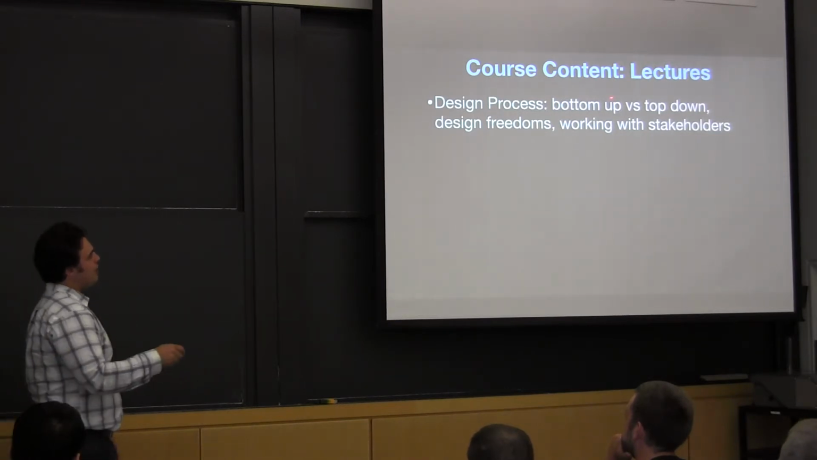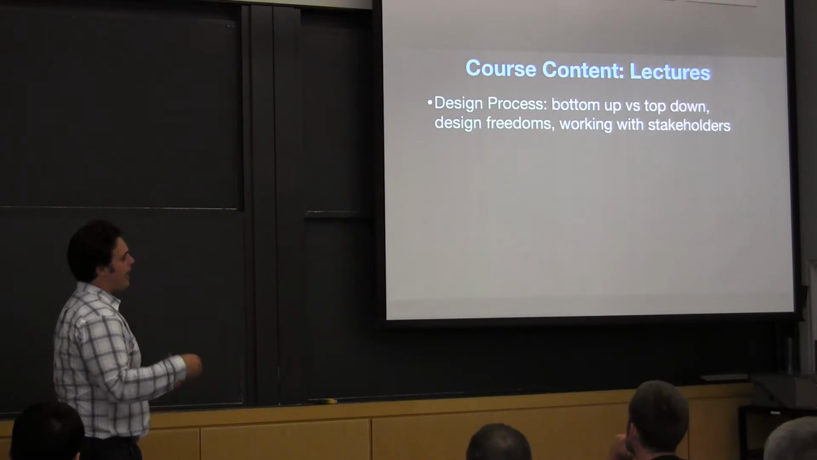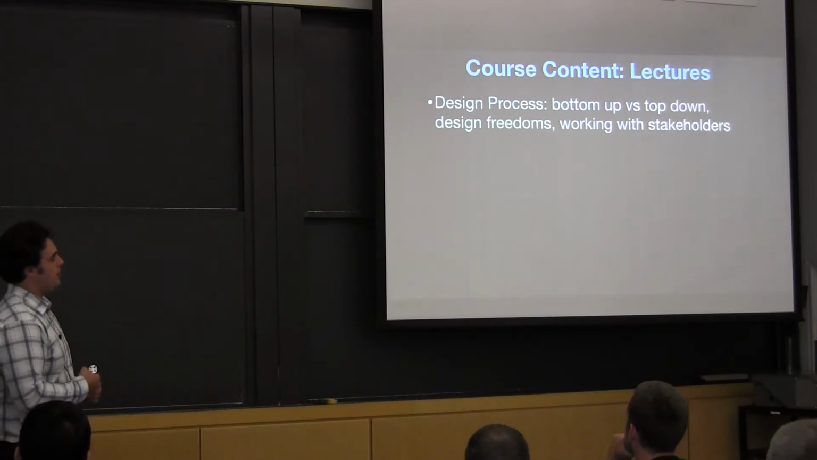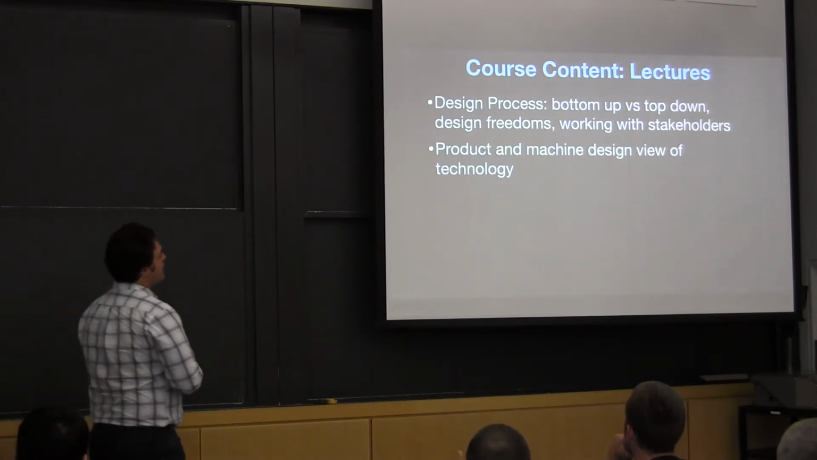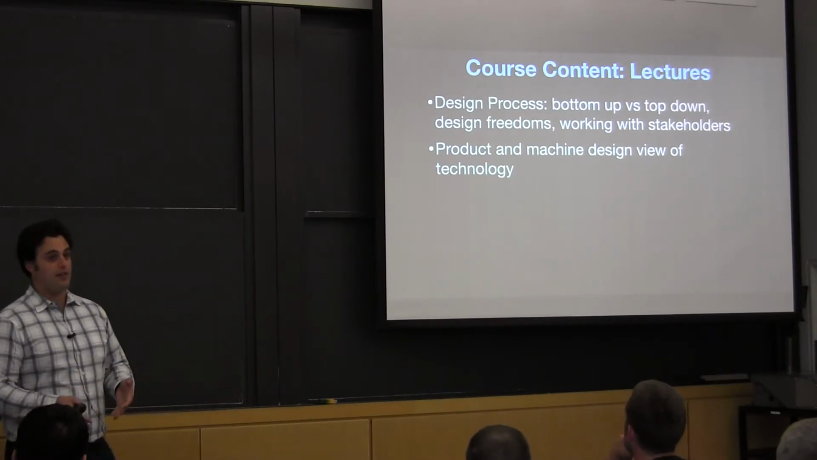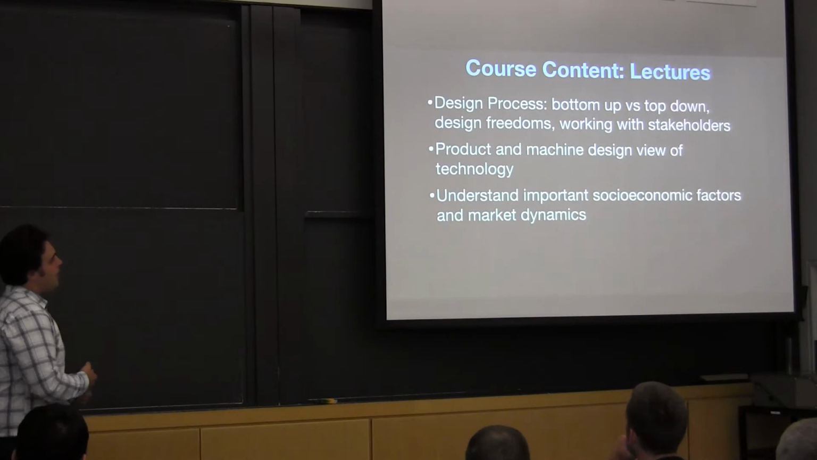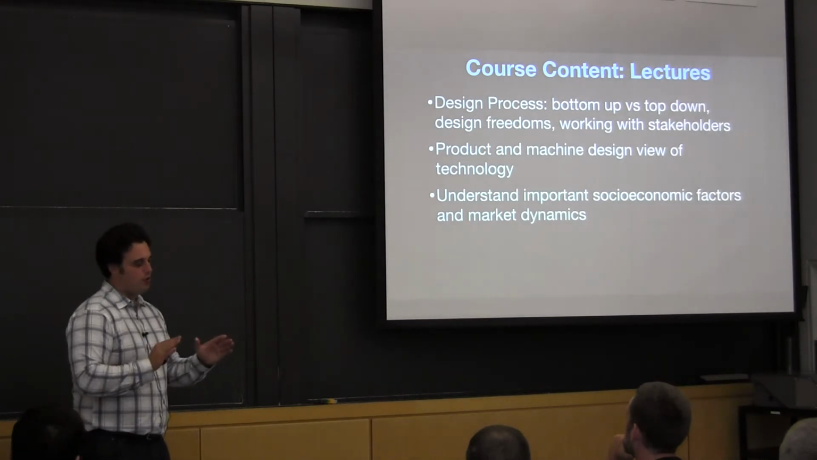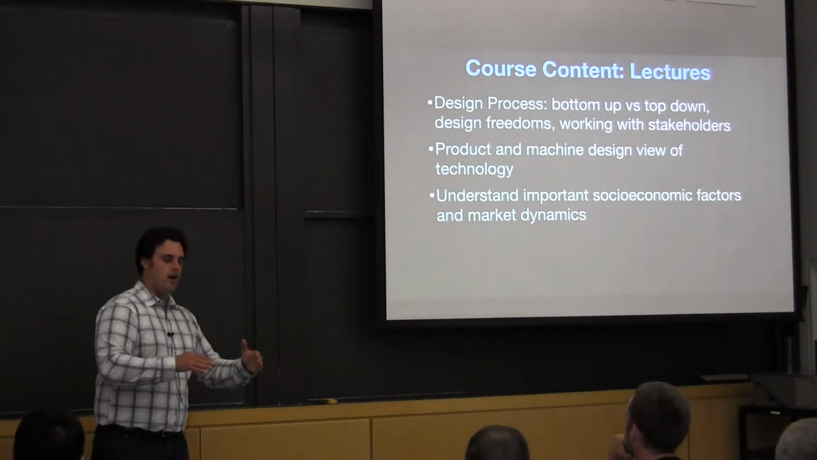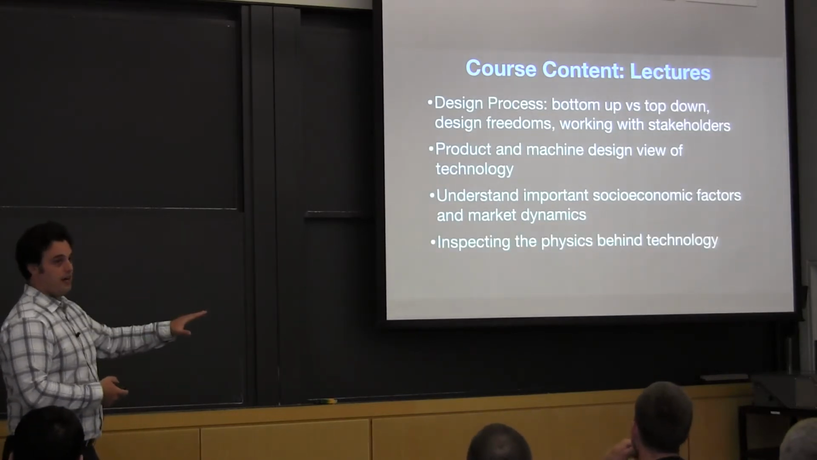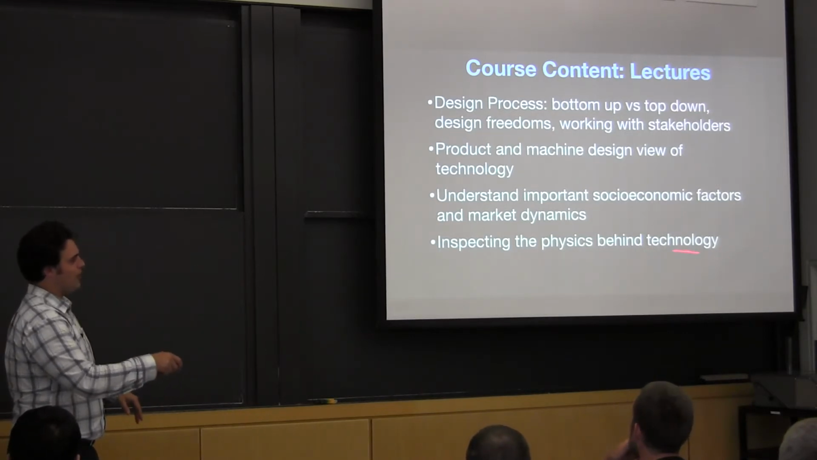And so we'll talk about leveraging design freedoms, which I mean are elements of the environment you're designing in that you can take advantage of and exploit, and also how to engage with stakeholders effectively. We're going to take a product and machine design view of technology. So we're going to talk a lot about user-centered stuff, but we're also going to dive into the physics of a bunch of technologies. We're going to try to understand the important socioeconomic factors of developing in emerging markets and do that through a few different lenses, like development economics and business innovation, as well as engineering. We're going to look at the physics behind a number of technologies, and we're getting into a lot of qual stuff here.